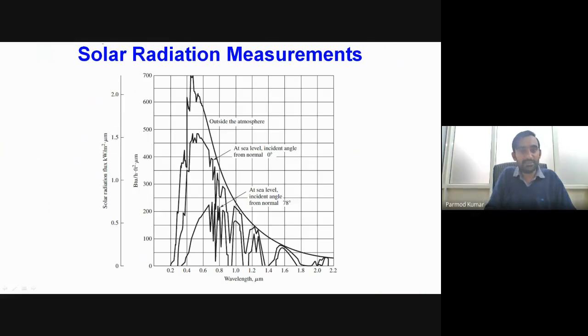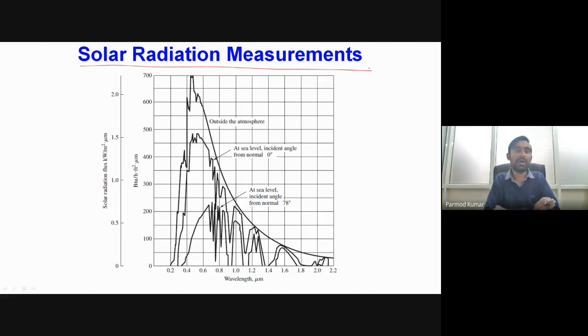Then, many times we go for measurement of solar radiation, if you have to do any solar installation. So we should know what amount of solar radiation we are receiving in that particular location, and depending upon that only we can design devices for conversion of solar energy either into electrical energy or thermal energy for obtaining some desired output.